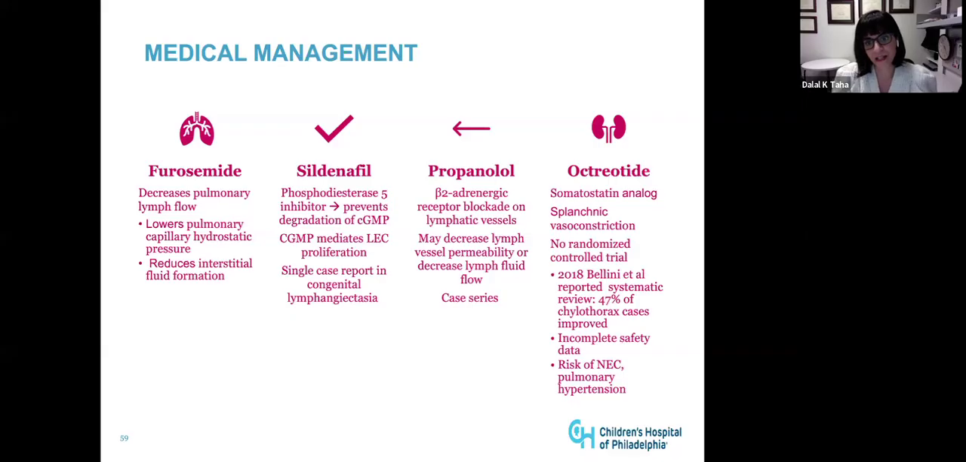Propranolol is a B2 adrenergic receptor blocker that affects lymphatic vessels. So if you have abnormal vessel development, it can decrease that, but the mechanism of action is not clearly understood yet. And then octreotide is sometimes used in different institutions to manage lymph disorders. It's a somatostatin analog. It causes splanchnic vasoconstriction, and so that works by decreasing hepatic lymphatic fluid production. And most lymph is produced below the diaphragm from the liver and the intestines.